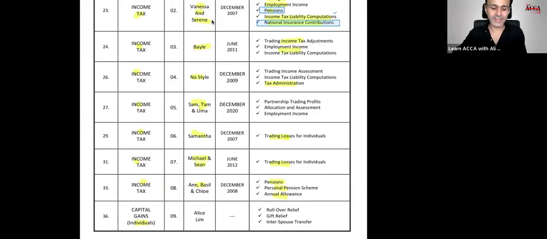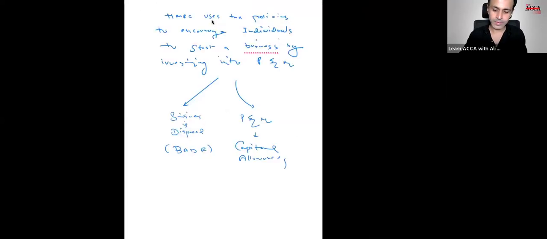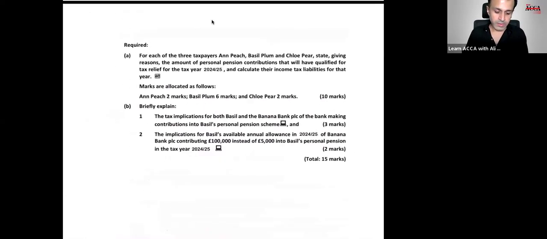Let's do it by taking the whole question on its own. Page 33, we will have to be on and work this question. I will give you a quick recap of this topic first, and then we will start applying. Peach, Basil, Plum, and Clove. For each of those taxpayers, state, giving reasons, the amount of PPS contributions that will qualify for tax relief for the tax year 24-25 and calculate their income tax liabilities for each year.